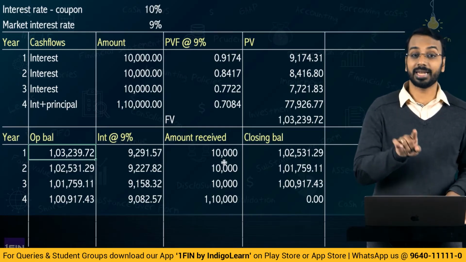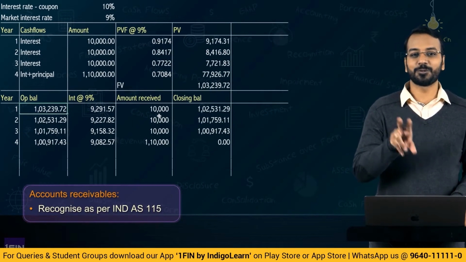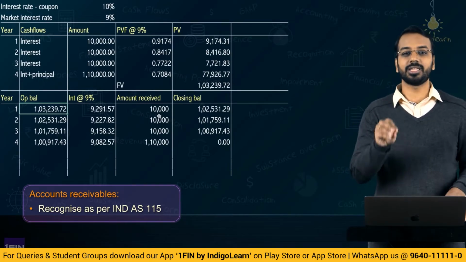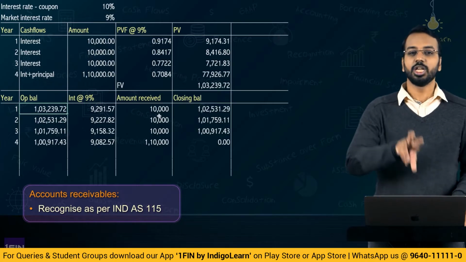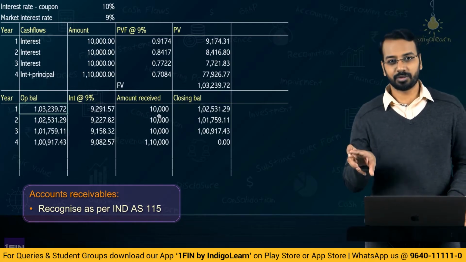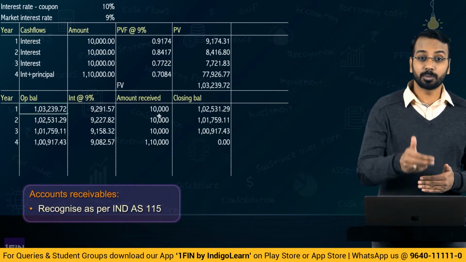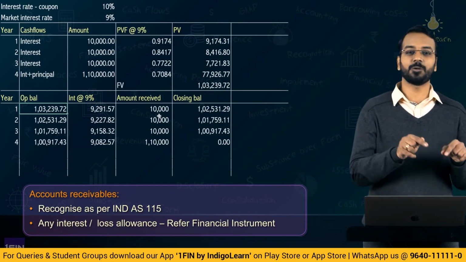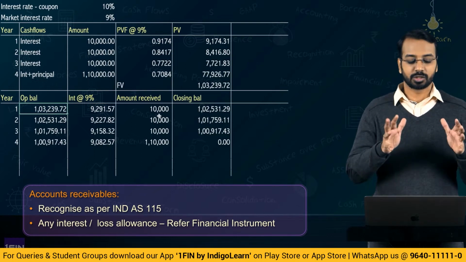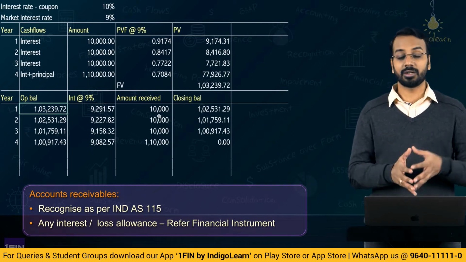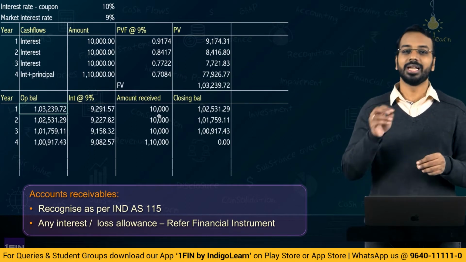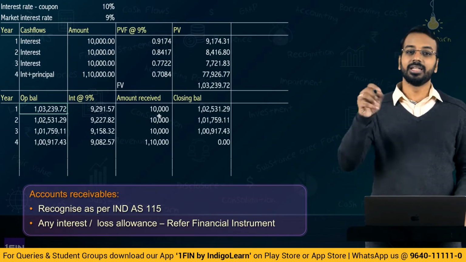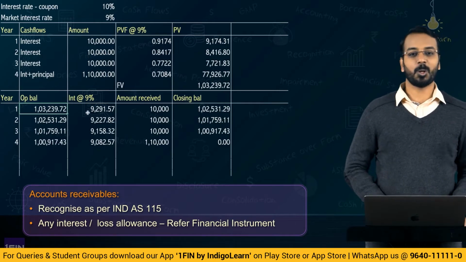See, for the purpose of recognizing account receivables, you will have to refer to Ind AS 115. Okay, so that will not be recognized using this particular fair value method. You will recognize based on Ind AS 115. If there is any interest component involved, if there is any loss allowance involved, then you will refer to financial instruments, right. So, largely you will use this effective interest method when you have investments in, let's say, bonds, debentures or any other kind of receivable, like let's say lease receivable.